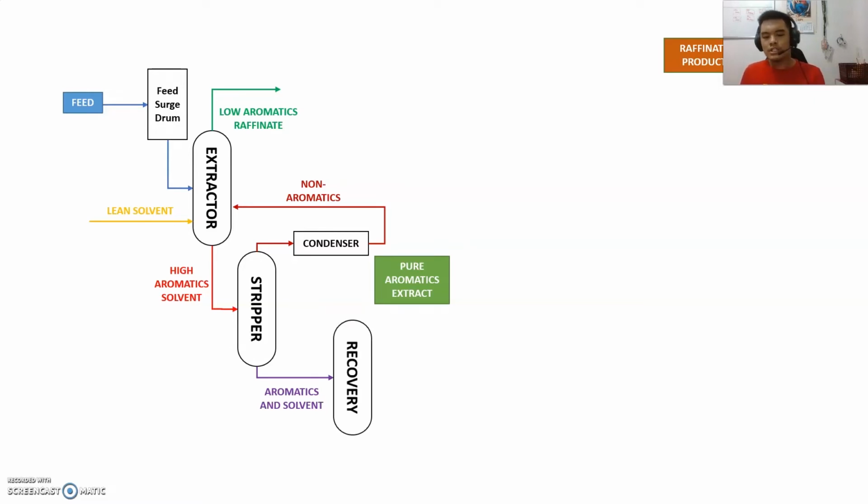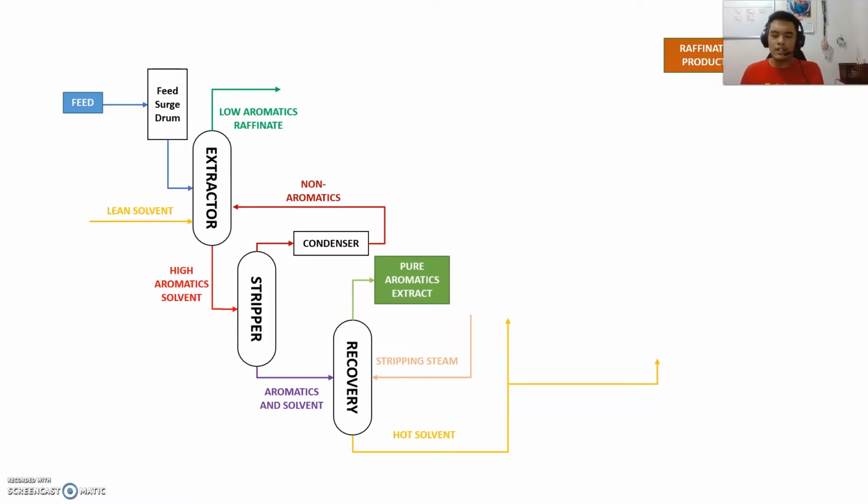So, where do the bottoms, the aromatics and solvent, go? They go to the recovery column, where stripping steam is also fed that will remove the aromatics from the solvent, thereby giving a pure aromatics extract, and the bottoms is just pure solvent with very minimal aromatics left behind. And this solvent is hot due to the stripping steam, which by nature is also hot.